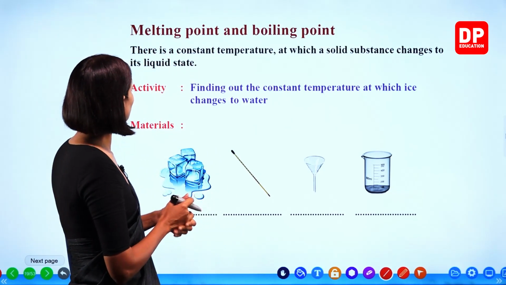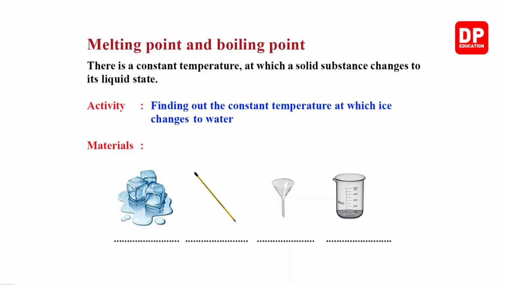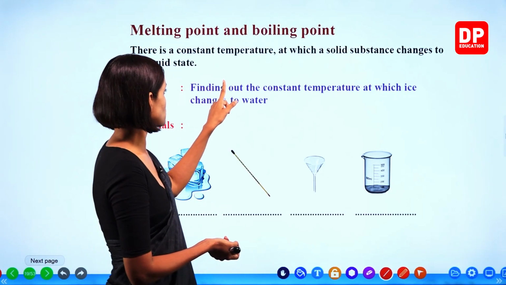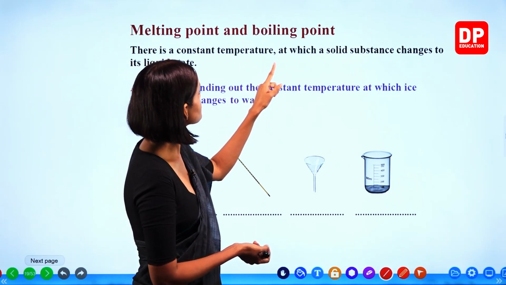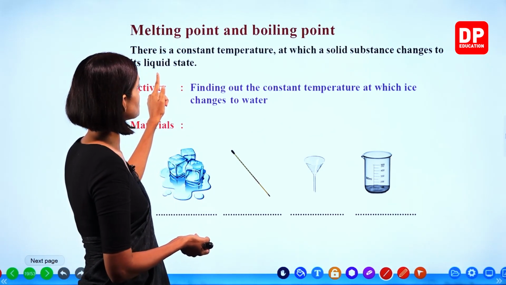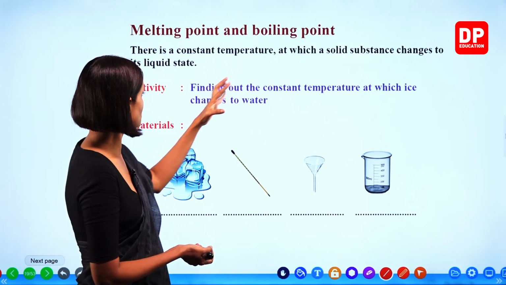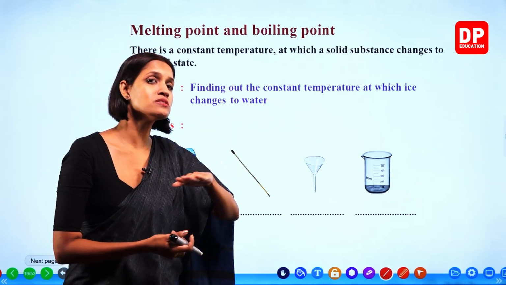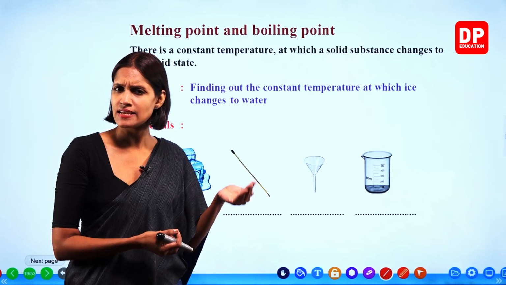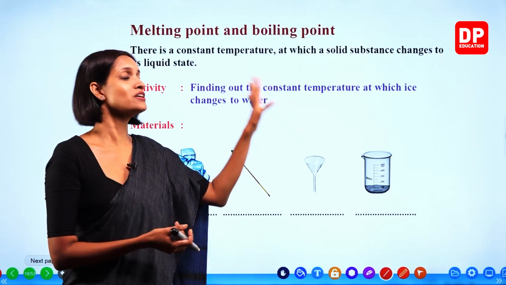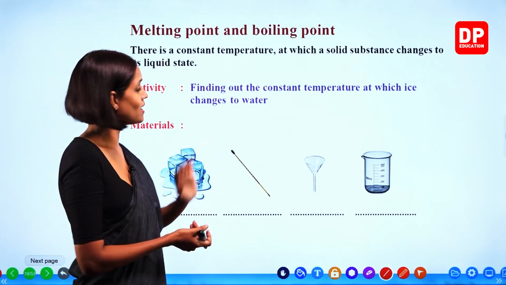Now we are going to learn about melting point and boiling point. What is this melting point and boiling point? We'll go through this. There's a constant temperature at which a solid substance changes to its liquid state. So according to this, when the solid substance changes to its liquid state, the temperature is constant, which means the temperature does not change. Is this true? We are going to check whether it's true or not using this experiment, right?